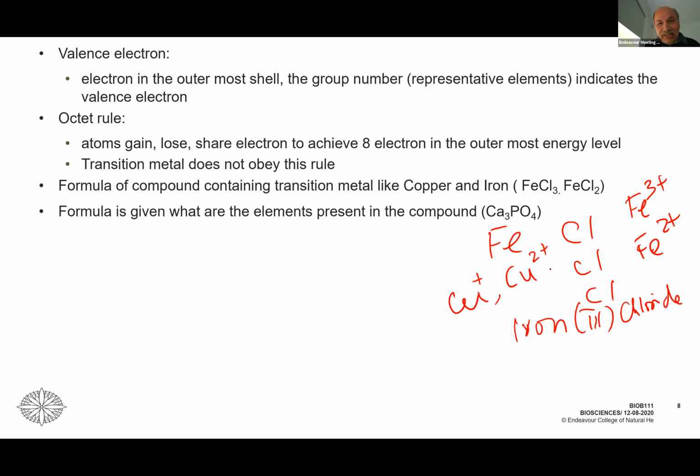Formula is given. In the compound, can someone tell what are the elements present in Ca3(PO4)2? Calcium, phosphorus, and oxygen. Correct. You have 3 calcium, 1 phosphorus, and how many oxygen? 4 oxygen. So that's your subscript. The subscript tells you how many atoms are there.